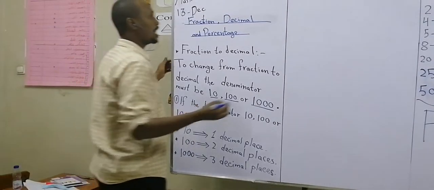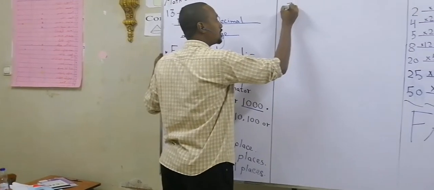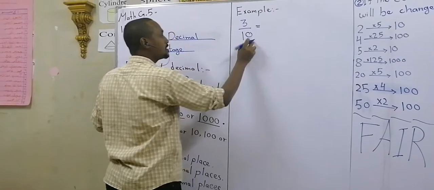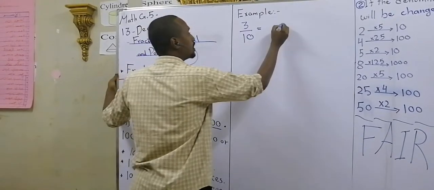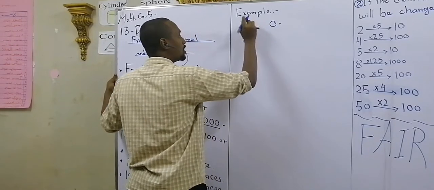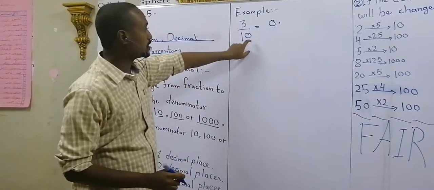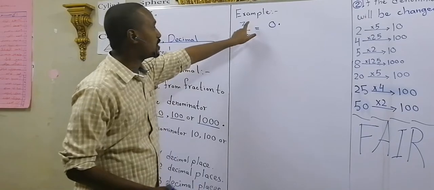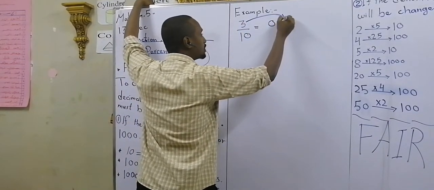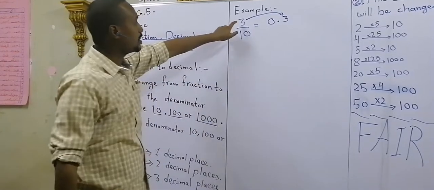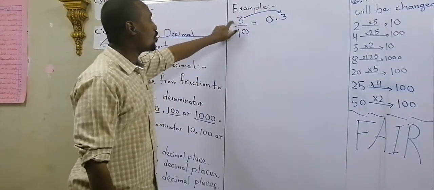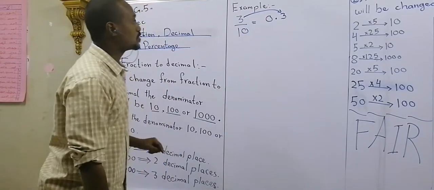So let's see how to change. For example, 3 over 10. How do I change it? The denominator is 10, that means it will be 1 decimal place. That means we're going to write always 0 point. The denominator is 10, 1 decimal place. The numerator is 3. I'm going to put the same numerator. If here we have 3, I write 3. 5, 5. 1, 1, and so on.